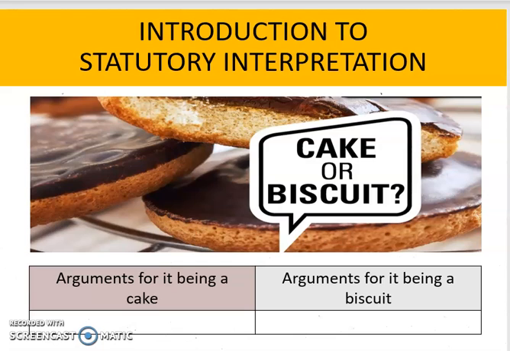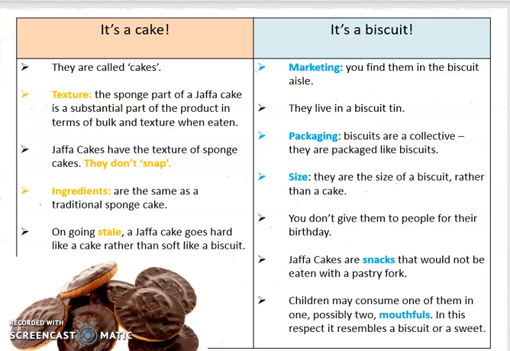So hopefully you've had a little think about that, maybe argued about it with some members of your family. The court actually had to consider arguments for it being a cake and arguments for it being a biscuit. And I've put here on the slide some of the arguments that the court actually considered. Now, the reason this actually came to court, and I'm sure you're thinking this seems really frivolous, a bit silly, the reason it came to court was that there was a legal issue to be decided.